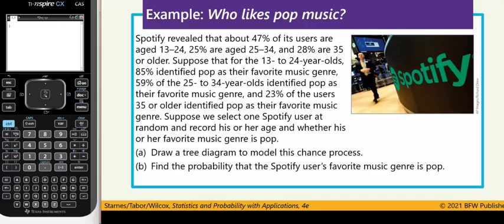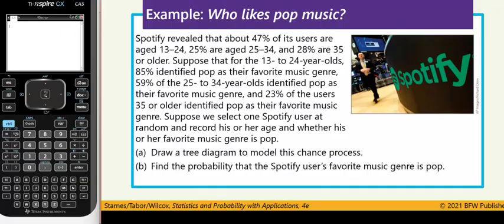Okay. Who likes pop music? Spotify revealed that 47% of its users are aged 13 to 24, 25% are ages 25 through 34, 28% are 35 or older. With this one, it looks like we have 3 age divisions. So the first branch for our tree diagram is going to be the 3 ages, right? You're going to have 3 branches.